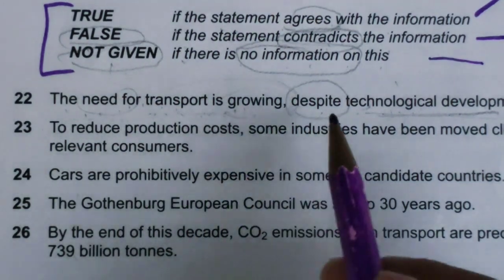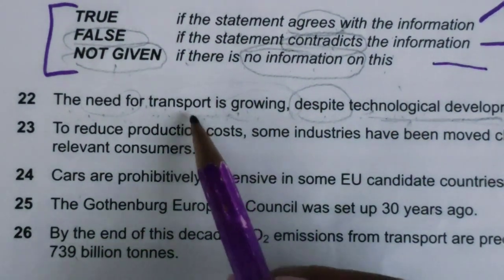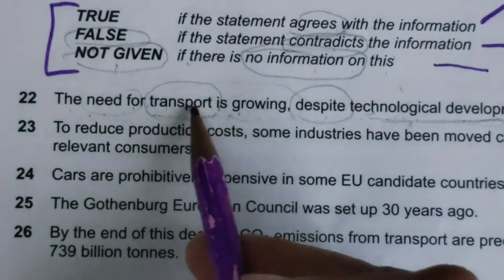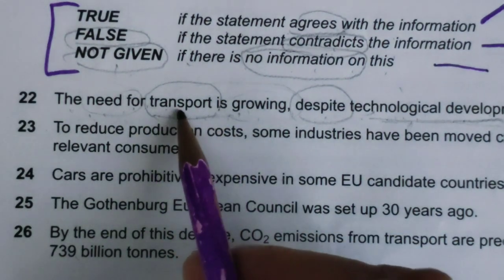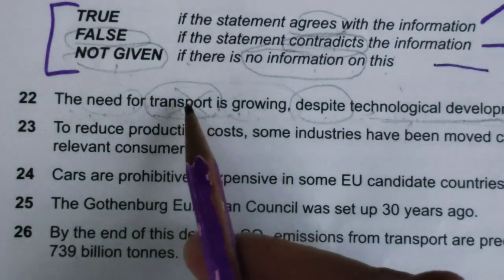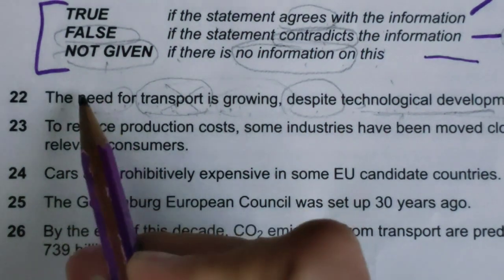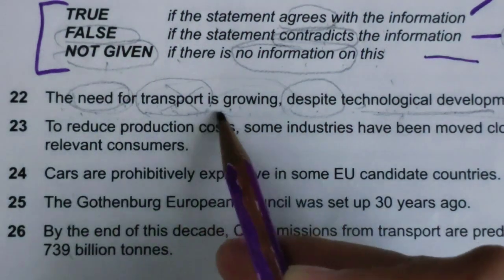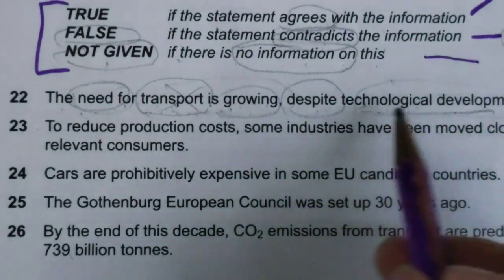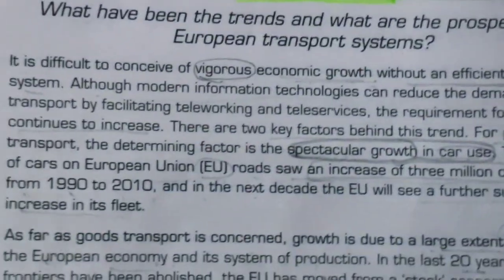Let's find technological development and transport. Transport is a word you will get many times in the whole reading passage, so we do not consider it an important key point. What we consider are need, growth and technological developments. These three words are important. Let's go to the paragraph.